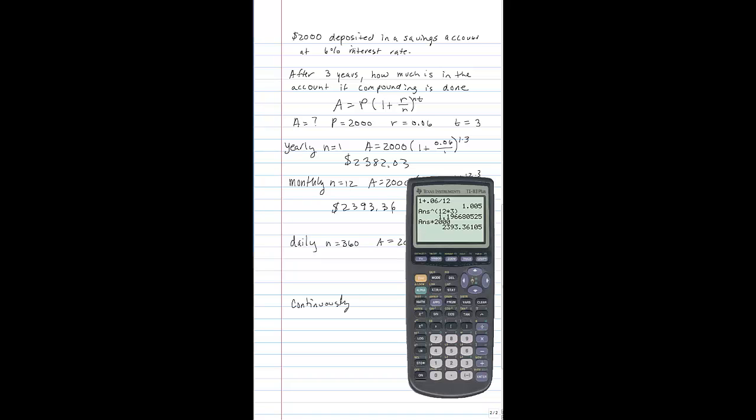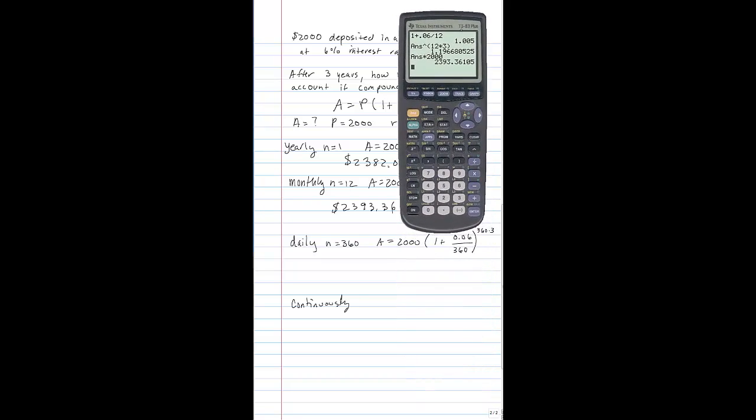Now let's look at the same question, but compounded daily. Again, I'll do the bit in the parentheses first, then take care of the exponent, then multiply by 2,000. This time, it looks like I only made about $1 more. The difference between monthly and daily wasn't that significant.